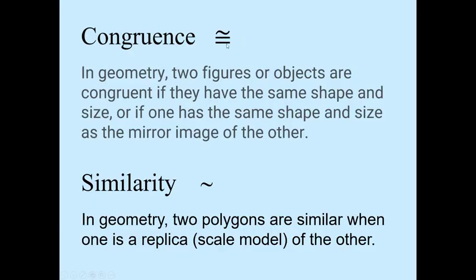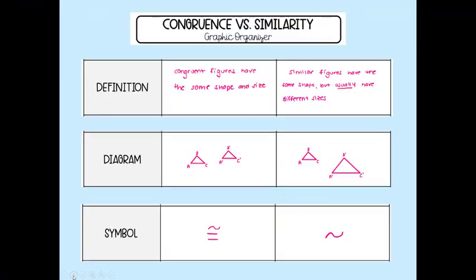Congruence, this is the symbol for congruence. It says in geometry, 2 figures or objects are congruent if they have the same shape and size, or if one has the same shape and size as a mirror image to the other. On the other hand, similarity is 2 polygons that are similar when one is a replica of the other. Think of a scale model. So one could be smaller, one could be larger, but they are similar because their angles are the same and their sides are proportional.